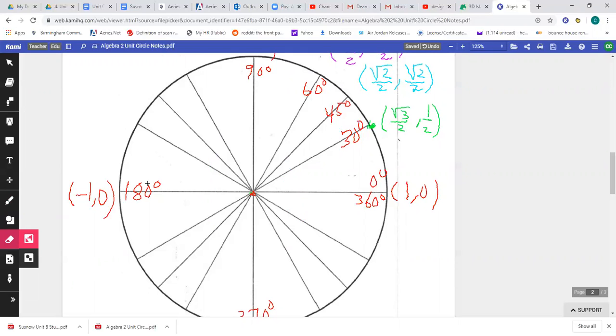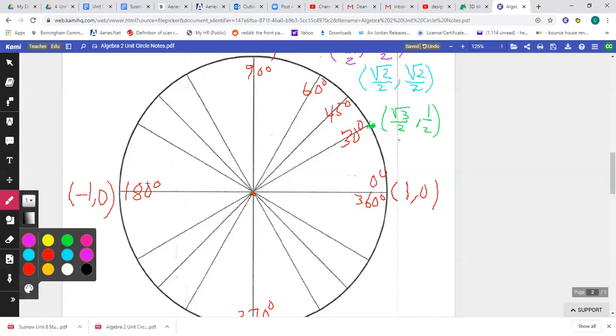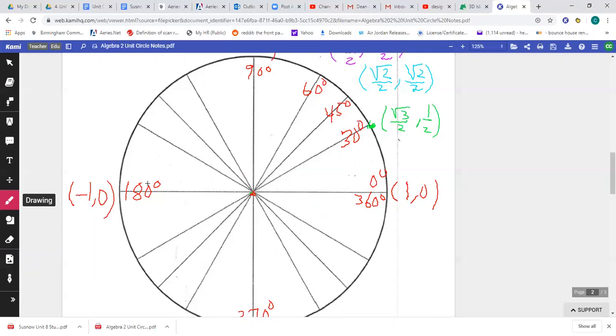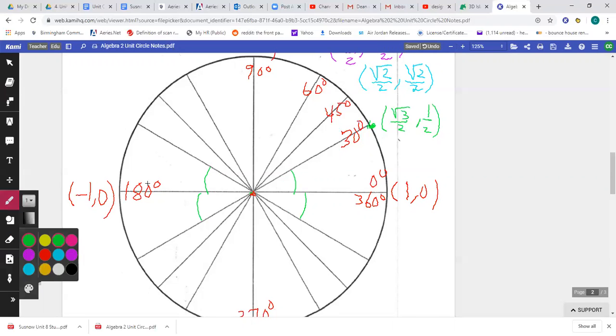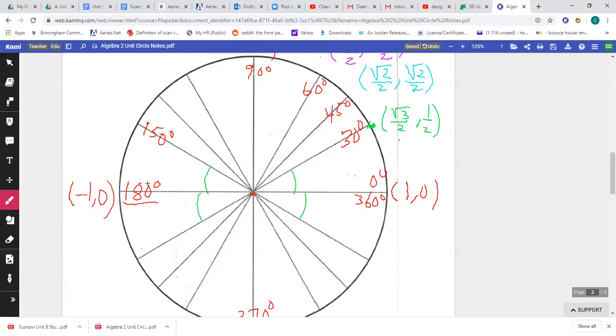So what's going to happen is let's actually figure out what all of these angles are. So remember how I said, give me a second. So you see how these were all 30 degrees? Okay. So that means if this is 180 and you're going 30 degrees back, this should be 150, and this should be 210.